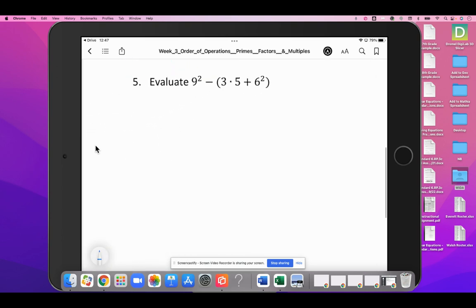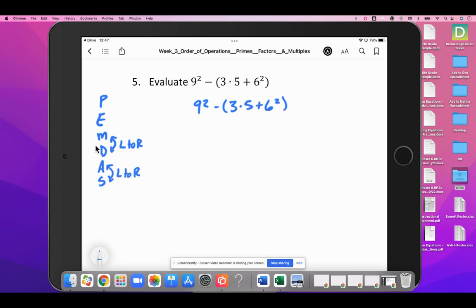Similar in that we have an order of operations problem. So again, I need to do parentheses, exponents, multiplication or division from left to right, and addition or subtraction also from left to right. So we do have 9 squared, so I've got some exponents, minus 3 times 5 plus 6 squared.